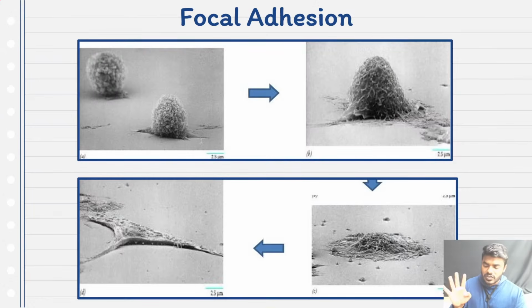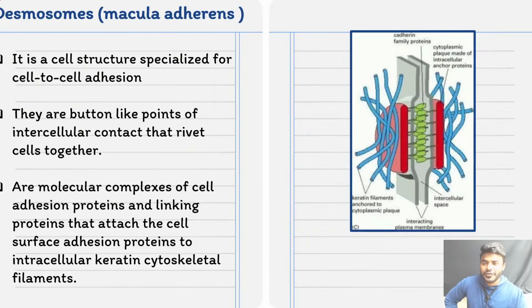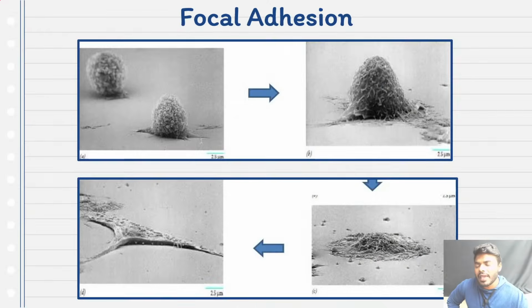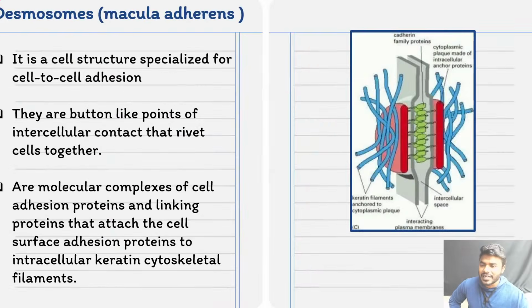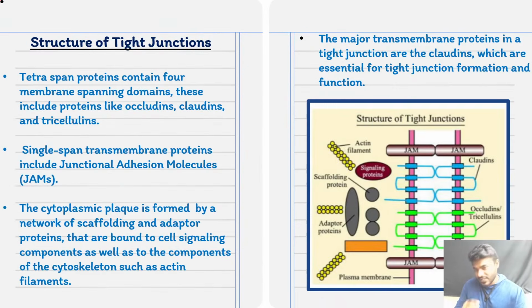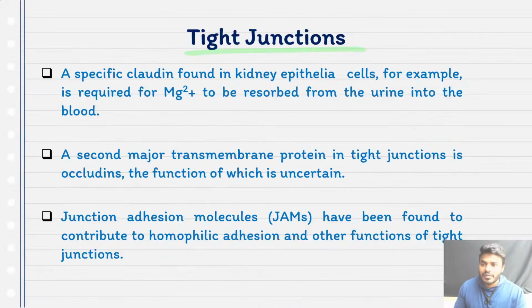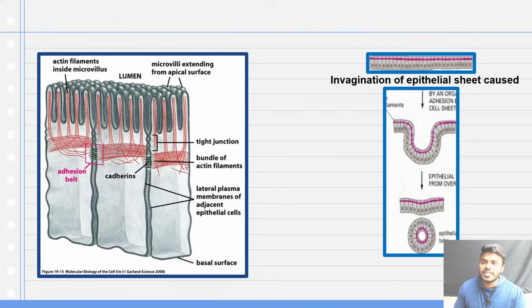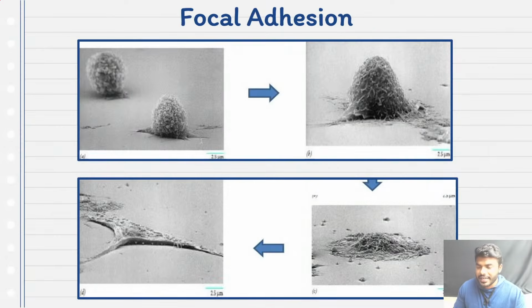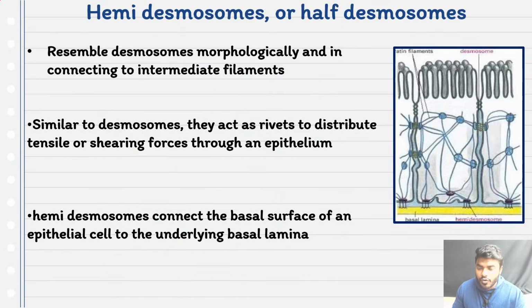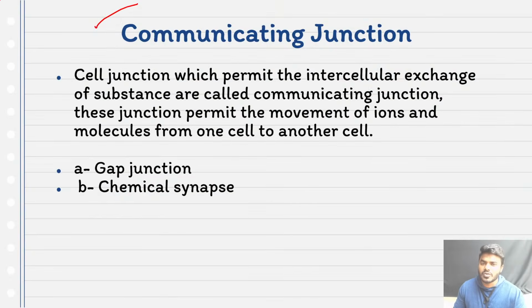So first we have studied the four types of CAM molecules. After studying the CAM molecules, friends, we started studying about the junctions. We studied tight junctions, adherens junctions, desmosomes, focal adhesions, and hemidesmosomes.